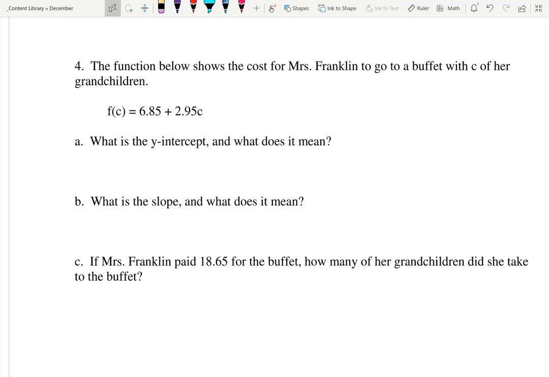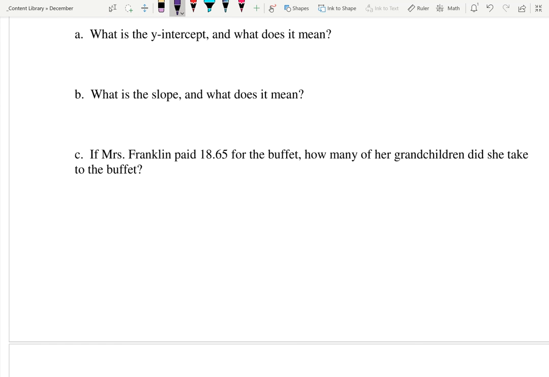The slope is $2.95, and that's going to be the price per kid. Every child she brings is $2.95. So essentially, that's the kid's buffet price. It's $2.95 per child. Now, if Miss Franklin paid $18.65 for the buffet, how many of your grandchildren did she take?